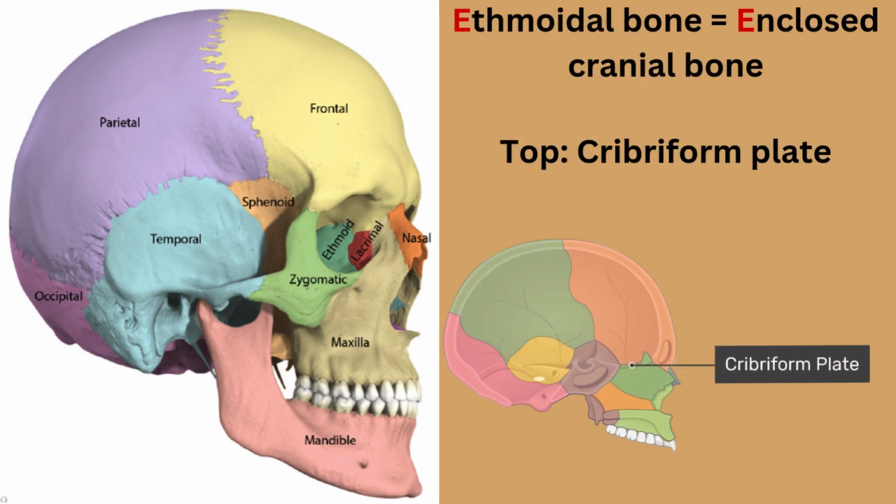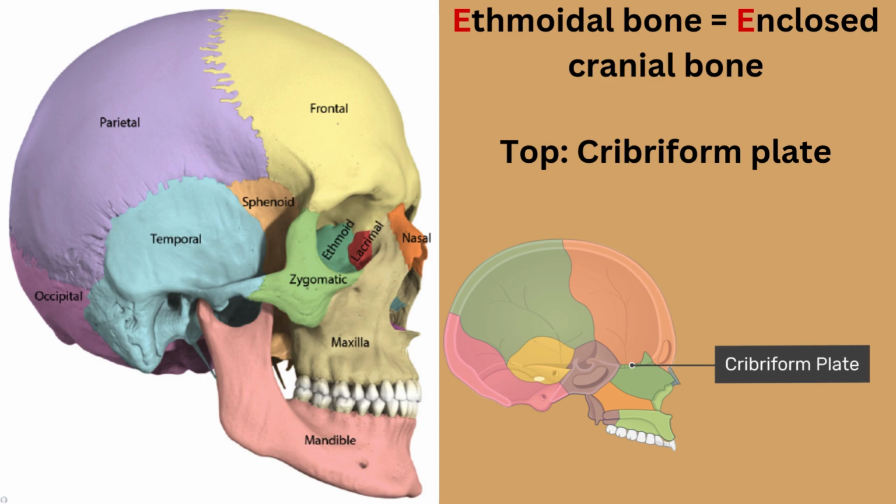Ethmoidal bone is an enclosed cranial bone. The way to remember it: ethmoidal, E stands for enclosed cranial bone. This bone is located deep inside, so you cannot see it with your naked eye.